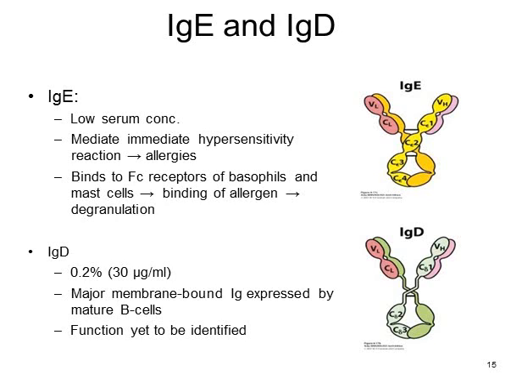IgD is very low concentration at 0.2% of the entire immunoglobulin complement, which corresponds to around about 30 micrograms per ml. The major membrane-bound immunoglobulin is expressed by mature B cells. We haven't yet identified what its function could be.